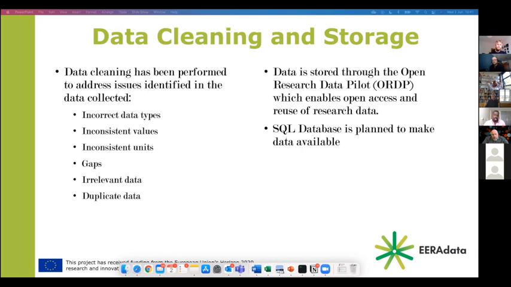we're currently using the Zenodo repository as our storage option for the data that's being collected. And in the future, an SQL database is planned in order to make the data available to more external stakeholders.